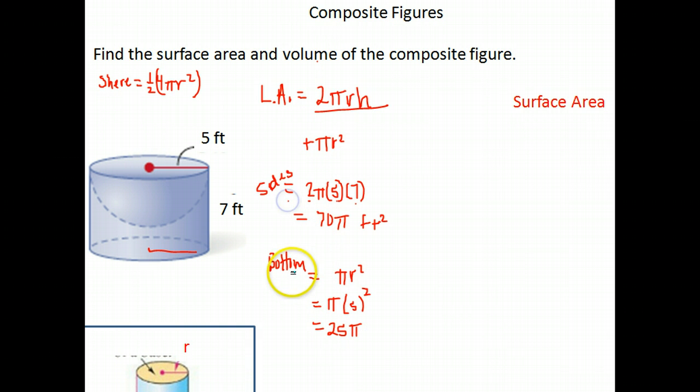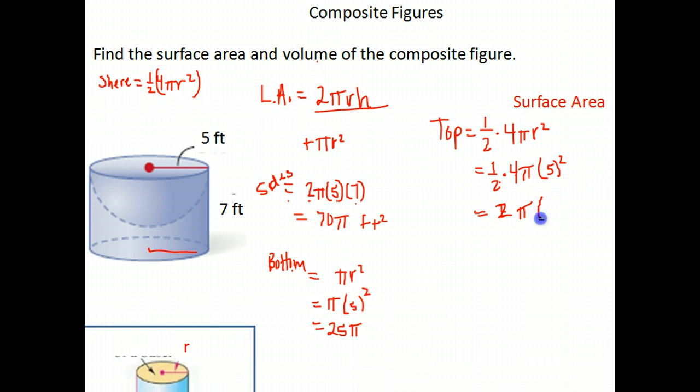So far I have the sides and the bottom. Now let's find the top. Again, the top is that sphere, but it's only half of a sphere. So we're going to take 1/2 times 4 pi times radius squared. The half is because we only have half of a sphere there. That gives me 1/2 times 4 times pi times my radius of 5 squared. 1/2 times 4 is just 2. 5 squared is 25, and 2 times 25 gives 50 pi.